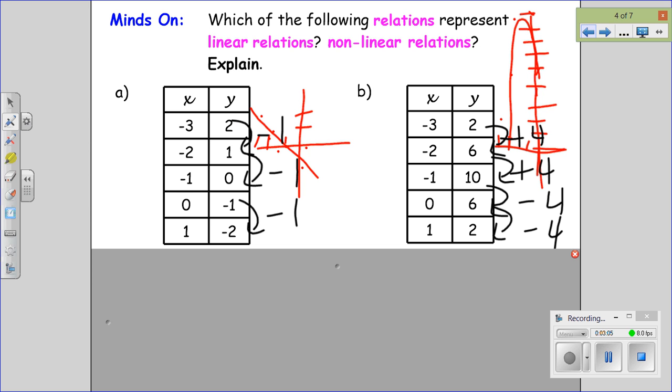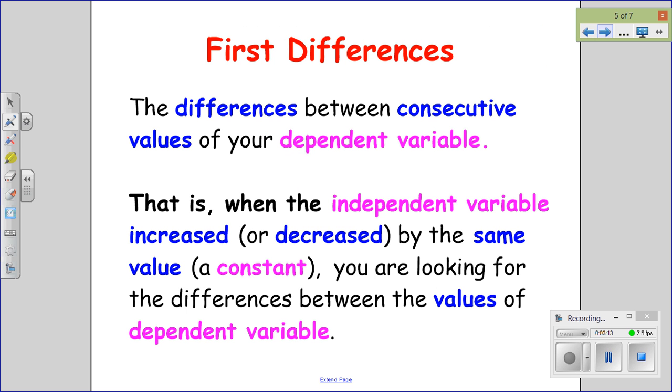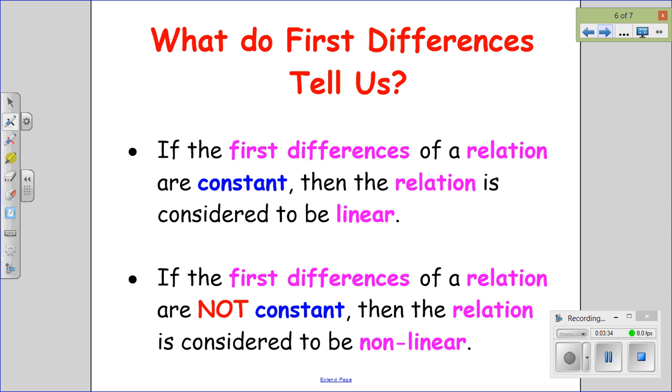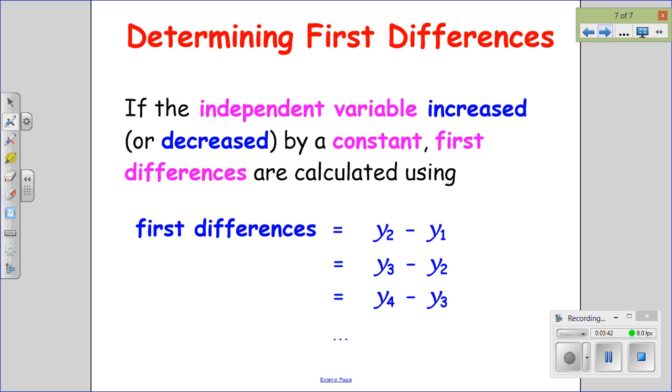What we were looking at there in each of those, when we found those -1s in table A and the +4s and -4s in table B, were first differences. They were the differences between consecutive values of your dependent variable. So when your independent variable increases or decreases by a constant, and you find the differences between the values of the dependent variable, that's what's known as first differences. And first differences tell us whether a function is linear or nonlinear. So if the first differences are constant, the relation is linear. If they're not constant, the relation is not linear.